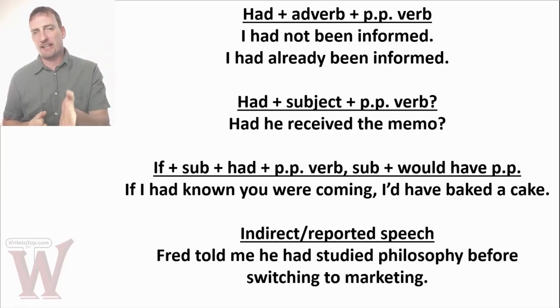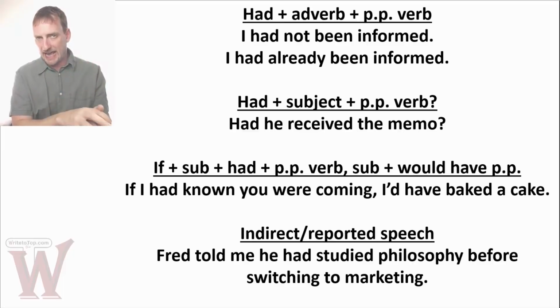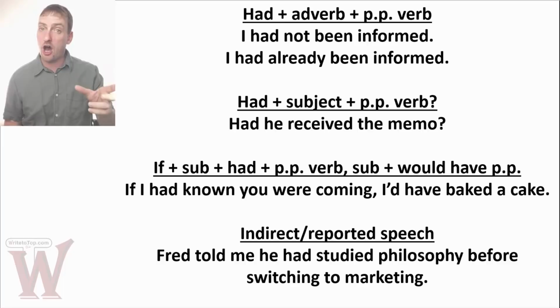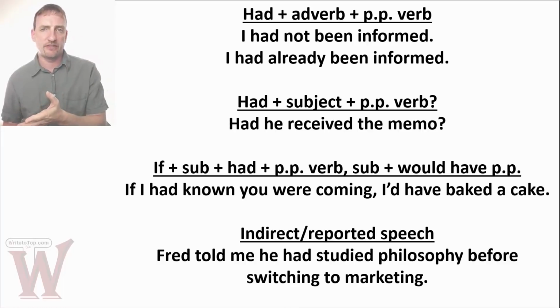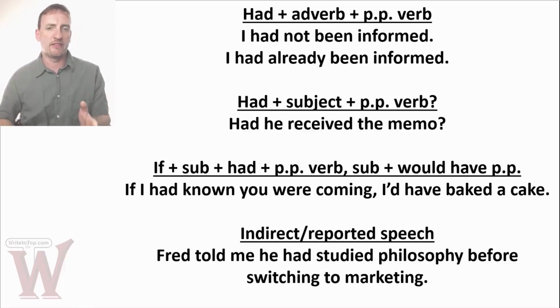I had plus adverb plus past participle. So you put it between the helping verb had and the main verb in the past participle. I had not been informed. So not is the adverb. I had already been informed. Okay? So you put it between. When you're making a question, you have the helping verb first, your subject in the middle, your main verb. Had he received the memo?